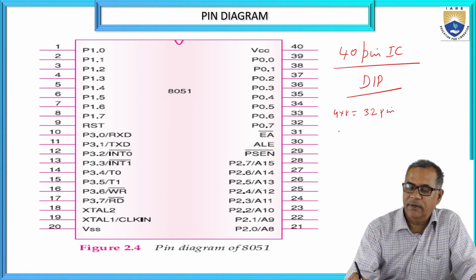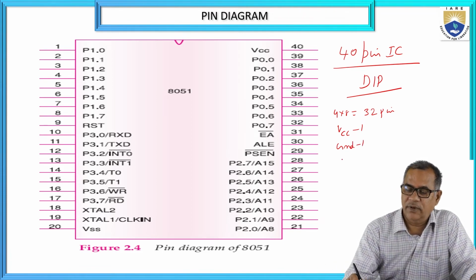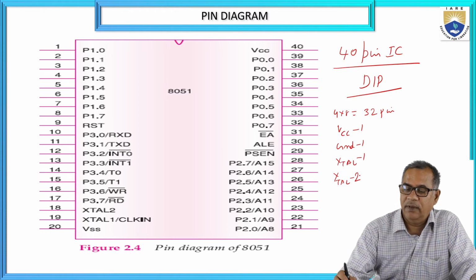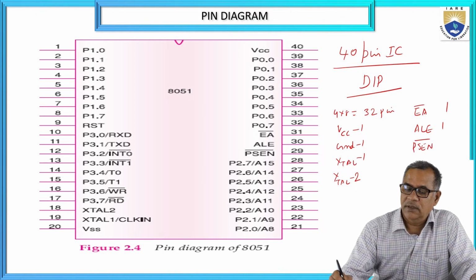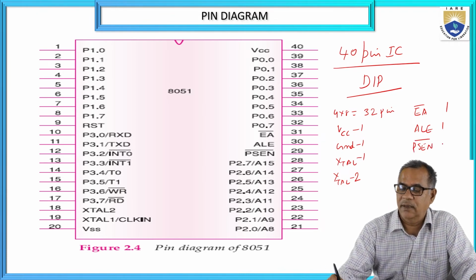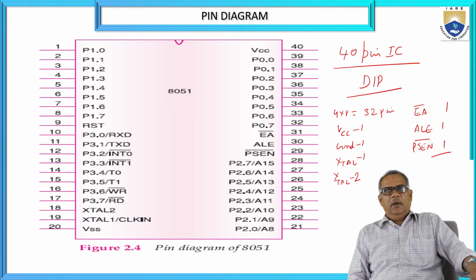Then we have VCC 1 pin, then ground 1 pin. After that, for the crystal we have 2 pins, crystal 1 and crystal 2. Then we have the EA bar pin, 1 pin, then ALE, 1 pin, then PSEN, the program store enable, that is 1 pin. So there are a total of 40 pins. And it works with a single power supply, which is 5 volts.